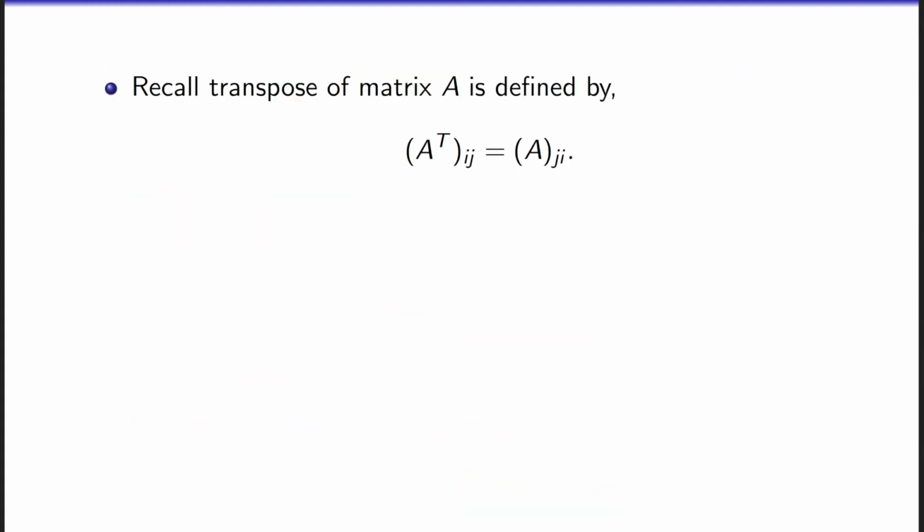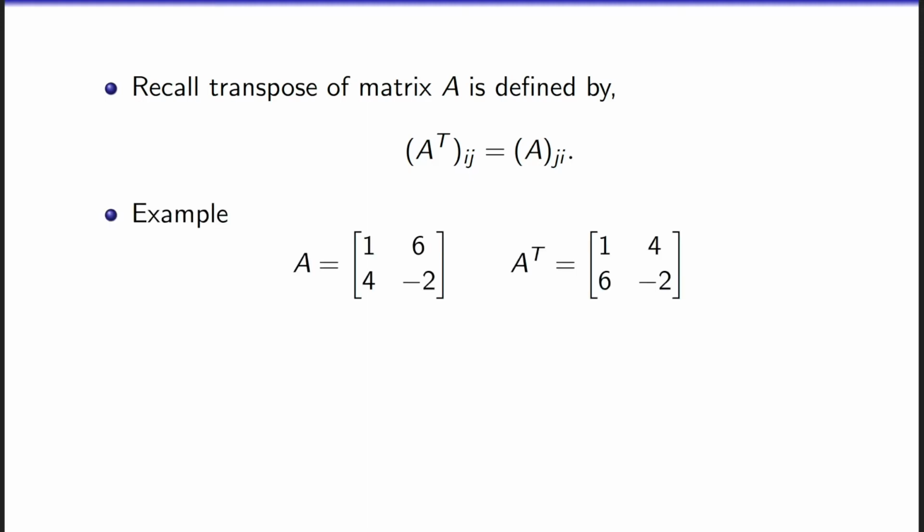Recall that the transpose of a matrix takes the ij component of the matrix and swaps it with the ji component. As an example, let's consider the matrix A, which is (1, 6; 4, -2). The transpose of this matrix is given by flipping the off-diagonal elements. So we get the matrix (1, 4; 6, -2).